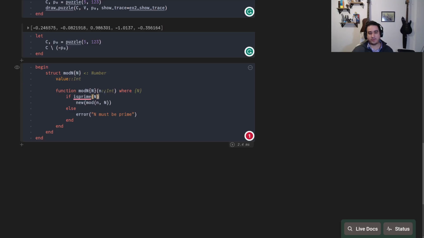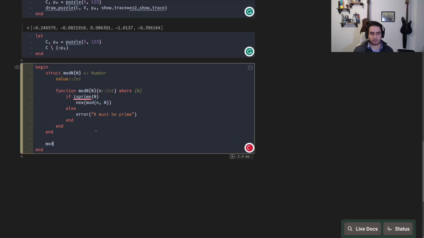And if the number that I give is not between 0 and n minus 1, when I call the mod function, it's going to fix it. So I'm creating a new number, which is going to be in the correct place. If it's not a prime number, it's an error.